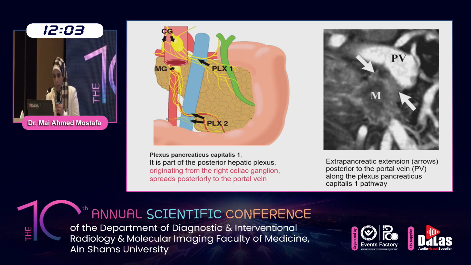As we can see on the axial CT image, there is a mass lesion within the head of the pancreas associated with a soft tissue component just posterior to the portal vein, denoting perineural spread through pathway 1.